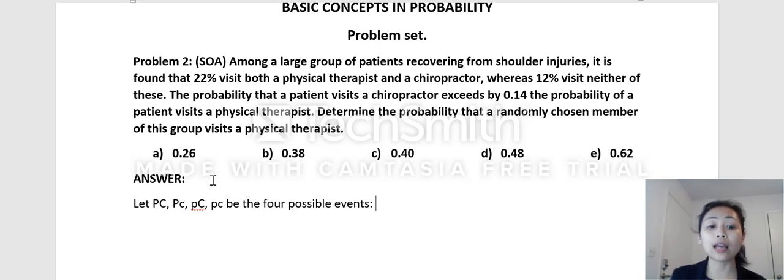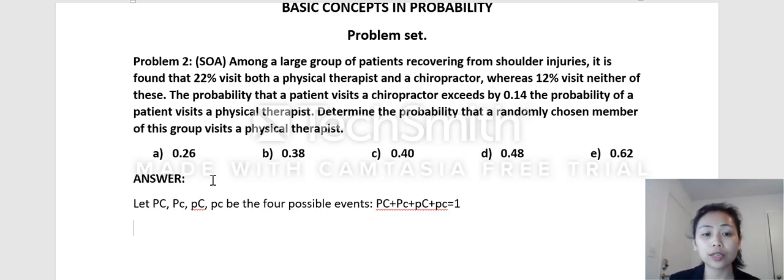Again, capital means, for example, capital P capital C means visiting both physical therapists and chiropractors. You see that? So don't forget that PC plus capital P little c plus little p capital C plus little p little c is 1.